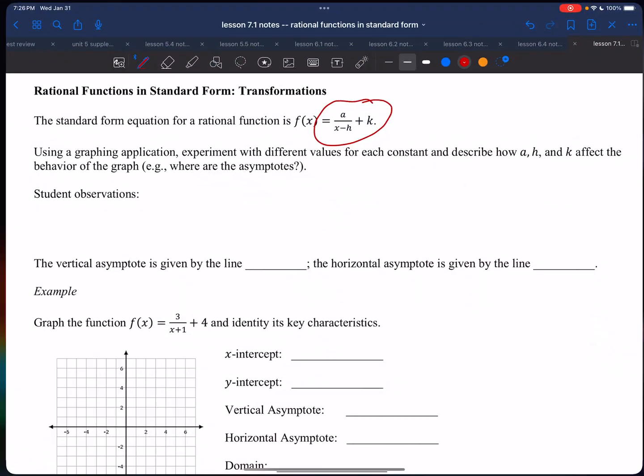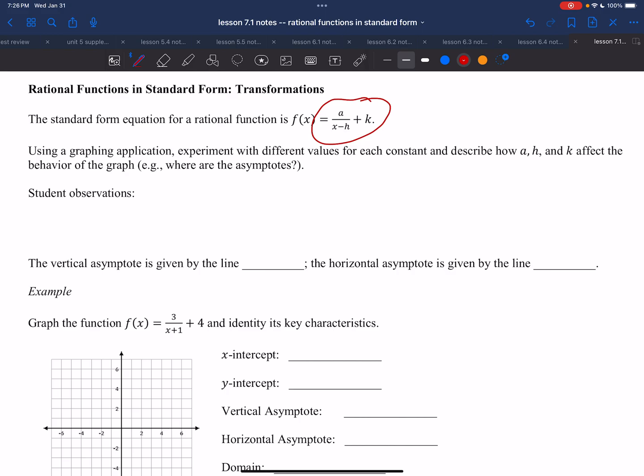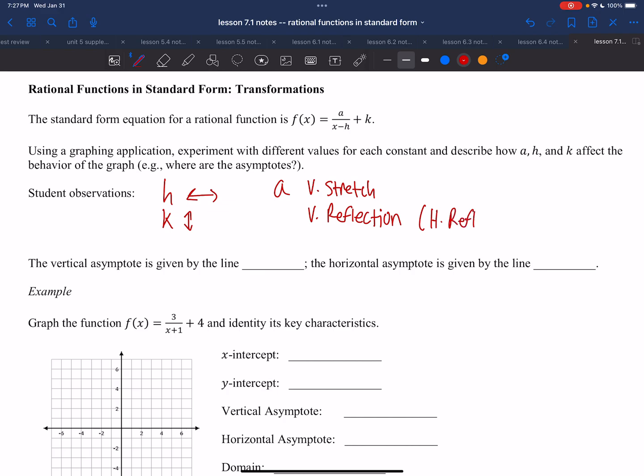And that's it. That's really all that is supposed to show you, okay? So you can say that h moves left and right, k moves up and down, and a, like a always does, is a vertical stretch and a vertical reflection. I'll just settle for vertical reflection. You can call it horizontal. I'll say horizontal reflection is valid too, okay, because it does make the same image.